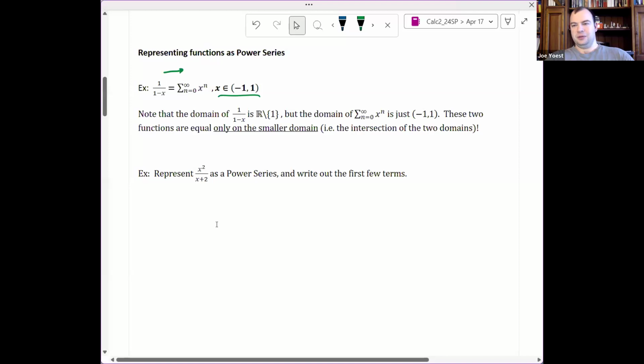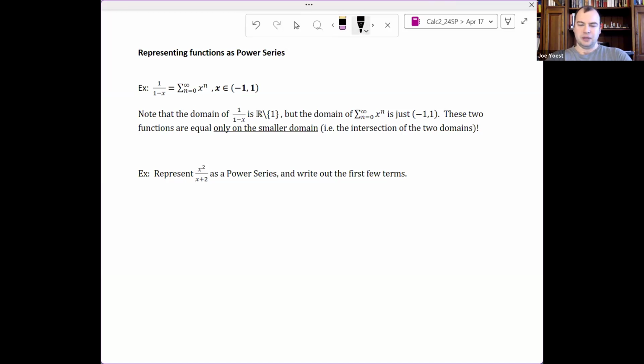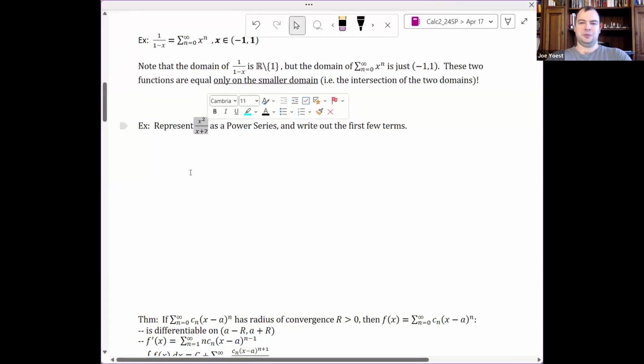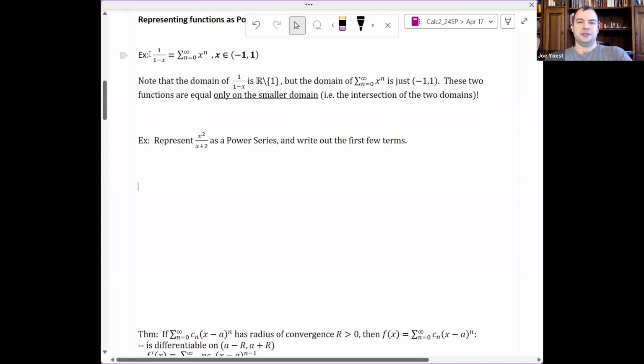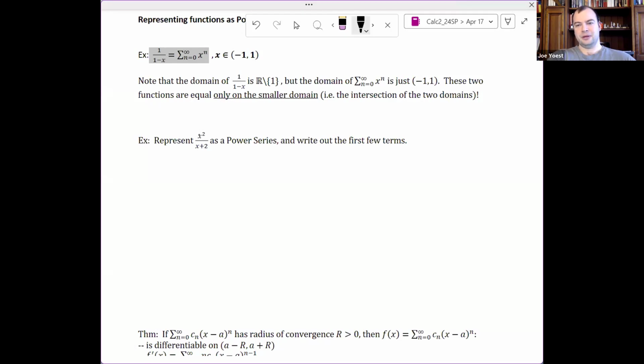So let's look at a slightly more challenging example. Let's try to represent x squared over x plus 2 as a power series, and then maybe write out the first few terms, like a third or fourth partial sum, something like that. Well, I can leverage what I have up here. I can leverage the fact that 1 over 1 minus x looks like a geometric series on an interval of convergence. And I can ask, can I make this x squared over x plus 2 look like 1 over 1 minus x, or 1 over 1 minus something anyway?